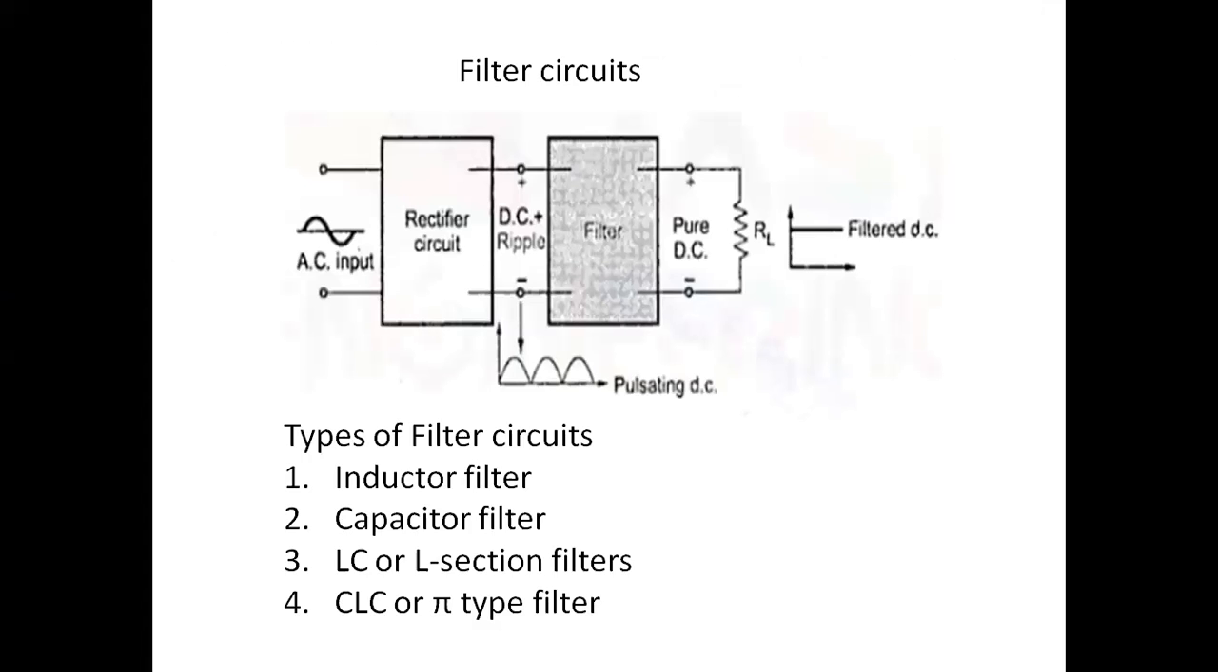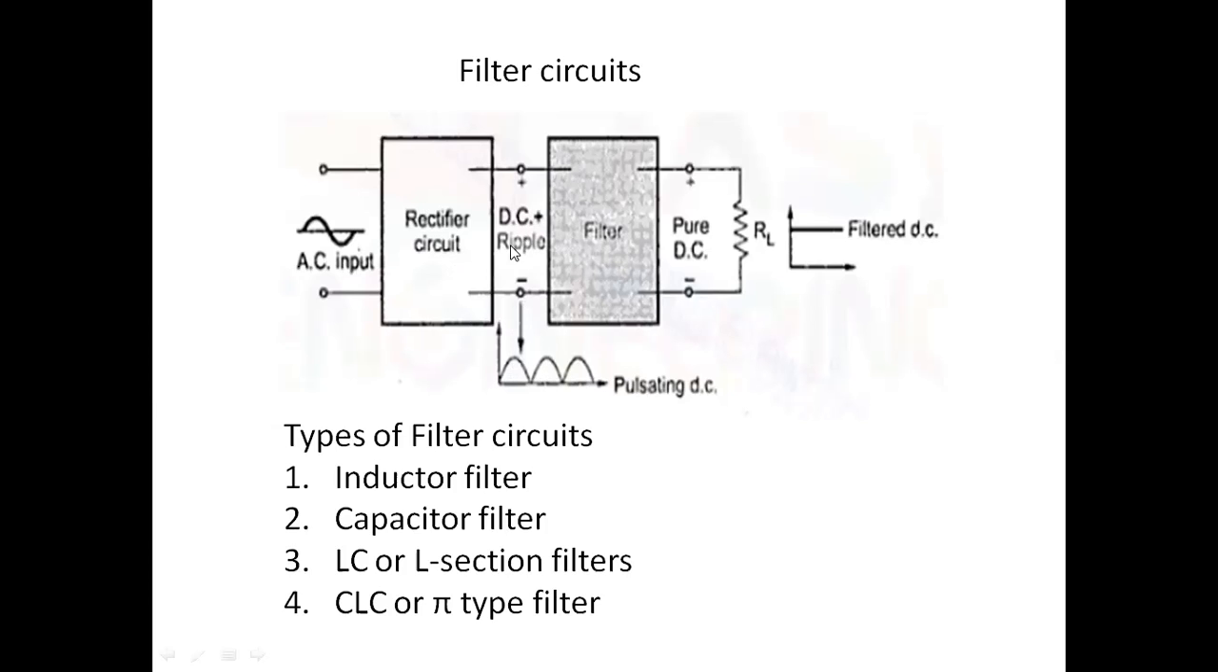So the next concept is filter circuits. Why do we have to use filter circuits? The output of the rectifier is a pulsating DC. The input to the rectifier is the AC input, and it converts it into pulsating DC. These are called ripples.